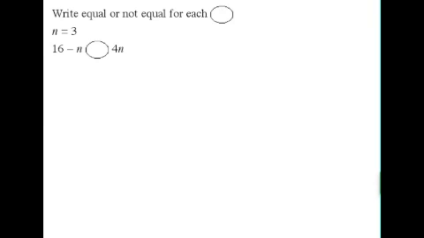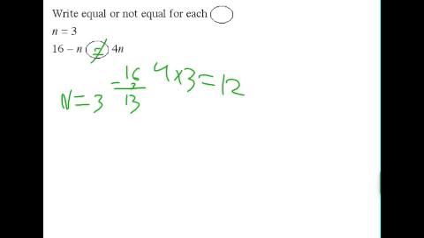Up next is Gage and Trenton. Write equal or not equal for each. First, you find out what n equals. So n equals 3, and 16 minus 3 equals 13. And 4 times 3 equals 12. So they're not equal. Awesome.